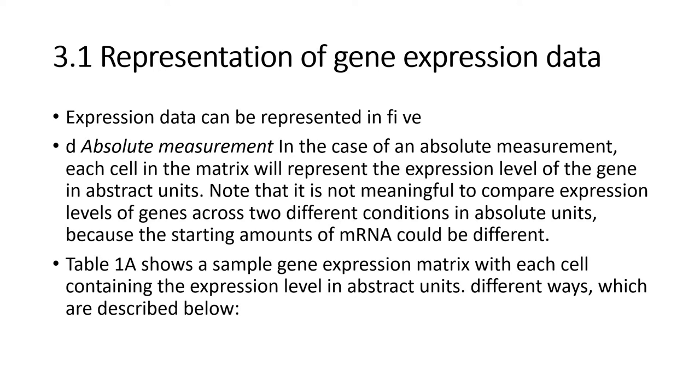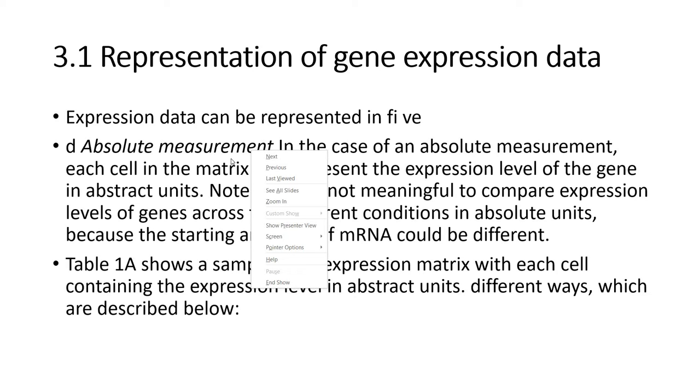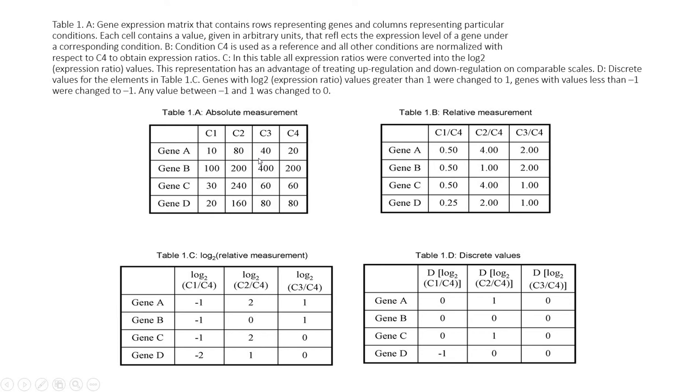conditions. So in the table 1a we can see sample expression matrix with each cell containing the expression level in the abstract unit. So here you can see the table 1a contain absolute measurement C1, C2, C3, C4. These are the 4 experimental conditions, and in the rows we can see gene A, B, C and D. So these are the different genes.